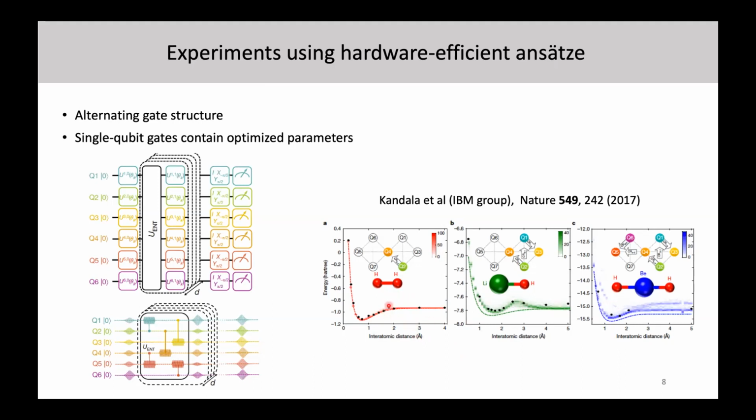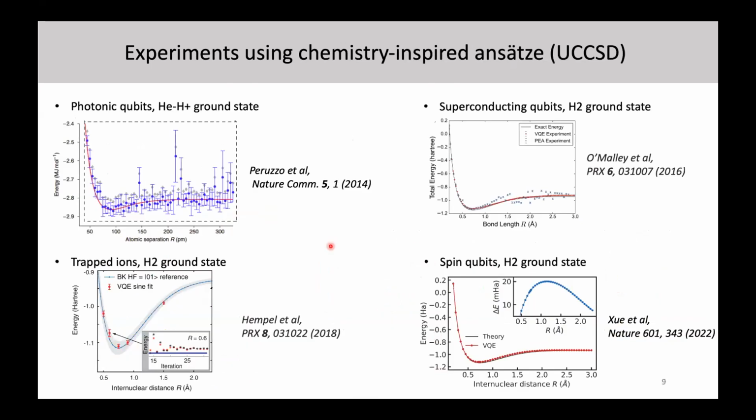In all cases, they found reasonable, at least qualitative agreement, in some cases quantitative, but there are still noticeable differences even for these modestly sized molecules. And I think this is largely due to the issues with hardware efficient ansatz, running up against coherence times and things like that. Here are some examples in which UCC ansatz have been used.